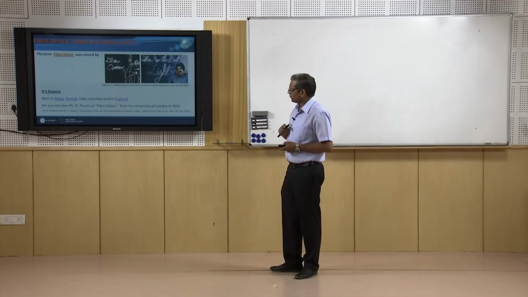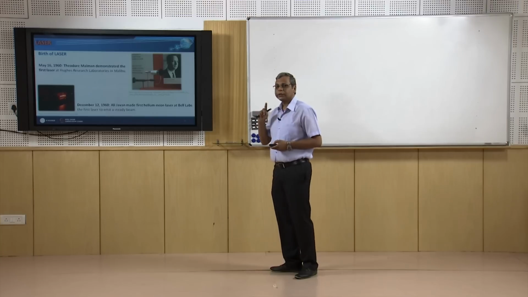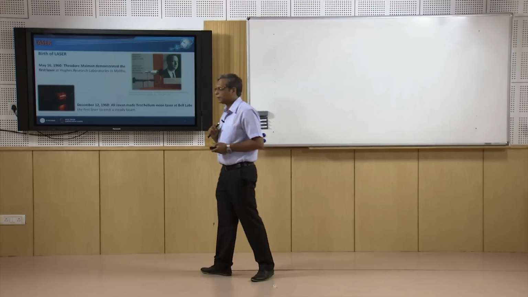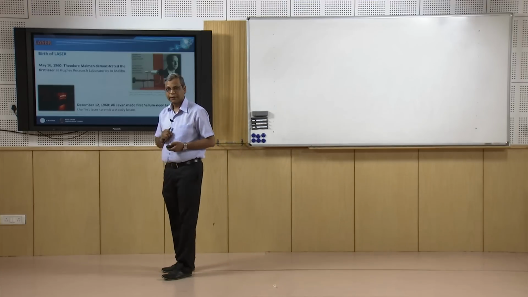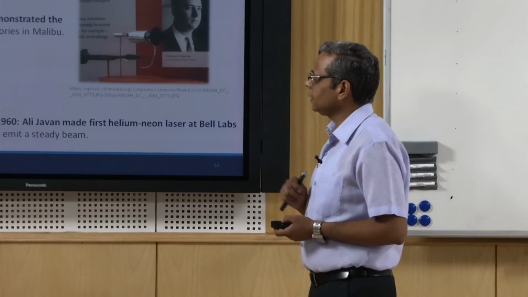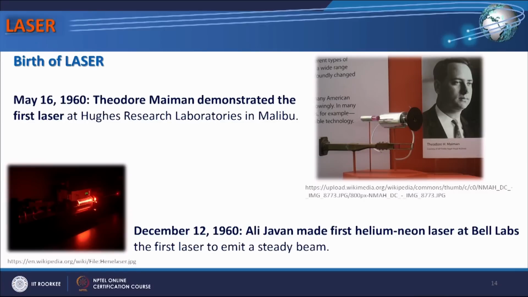Then what happened? A revolution happened. The laser was born. In May 1960, Theodore Maiman demonstrated the first laser. It was a ruby laser. He demonstrated it in Malibu. And a few months later, Ali Javan demonstrated the first helium neon laser at Bell Labs.